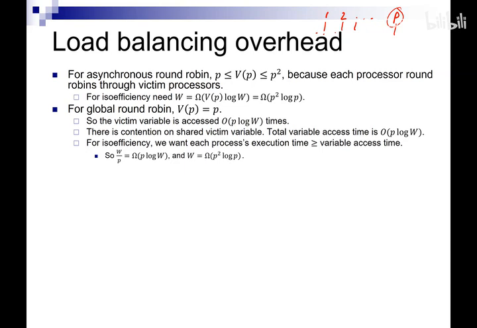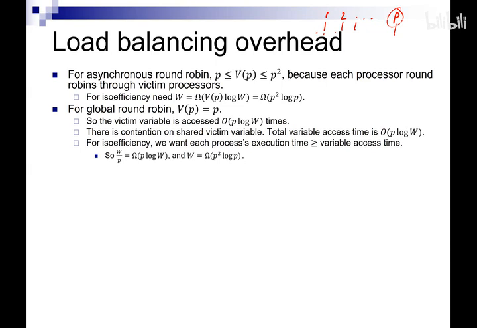Now the problem is that this victim variable is being shared between all of the processes. Since it's a shared variable, the total access time is just the number of times that you access it. Now for efficiency, you want each process's execution time to be at least the overhead that you pay to access this shared variable.